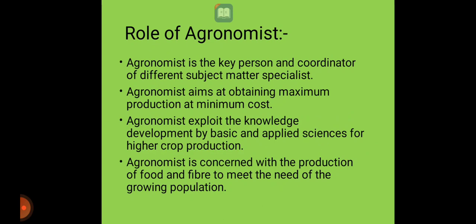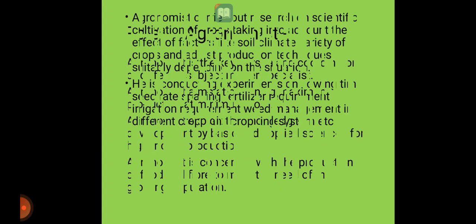Agronomists exploit the knowledge developed by basic and applied sciences for higher crop production. Agronomists are concerned with the production of food and fiber to meet the needs of a growing population. So it is a very knowledgeable person. They coordinate with the other applied sciences, and it will be very successful for crop production and yield. So these are the important parts we discussed here.